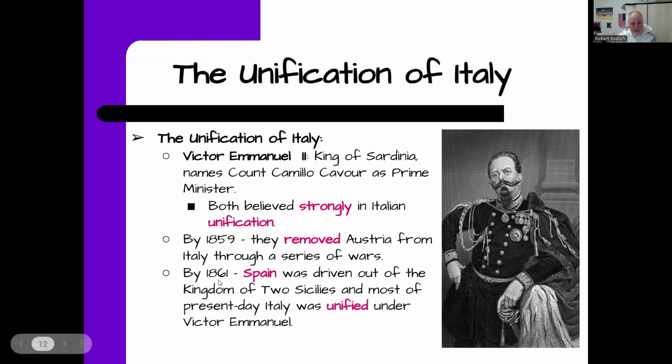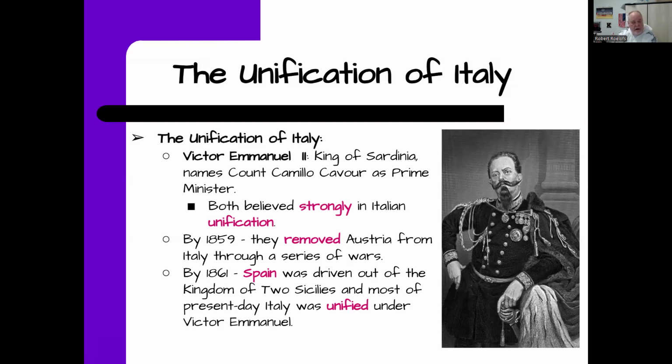So late 1850s, early 1860s, about the same time the American Civil War is going on, just to give you a comparison. Anyways, you see that Austria is removed through a series of conflicts. Spain is driven out. And after Austria and Spain are removed, the two areas that they had controlled, the northern part and the southern part, were now unified under Victor Emmanuel as its leader. So, like I said, super short.